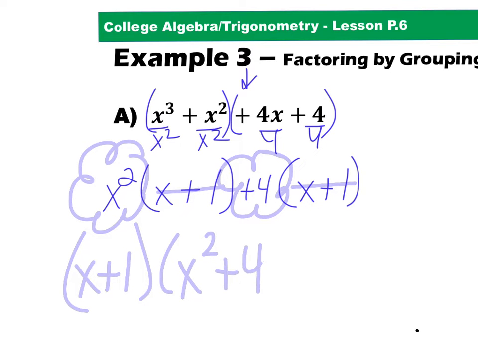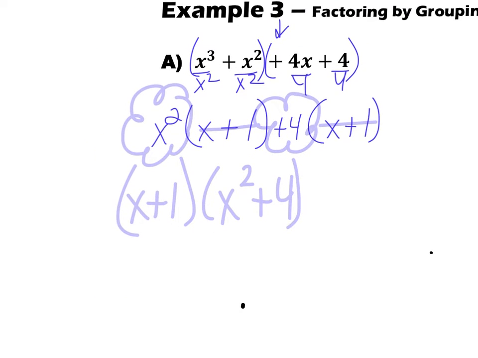Now, we always have to look. Can I factor any more? I see x squared plus 4. Is that the difference of perfect squares? X squared is a perfect square. 4 is a perfect square. But is it the difference? Yes or no, guys? Difference means what sign? It's not the difference. Difference means subtraction. That is as factored as you can make it.